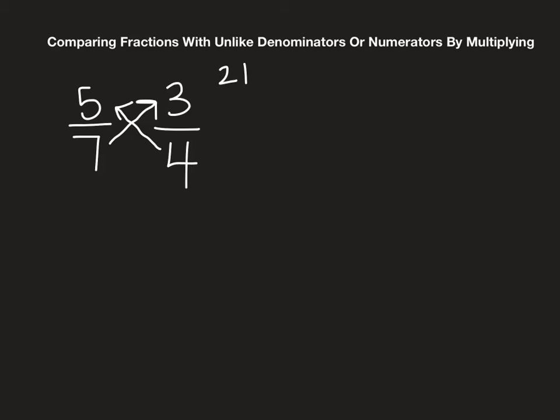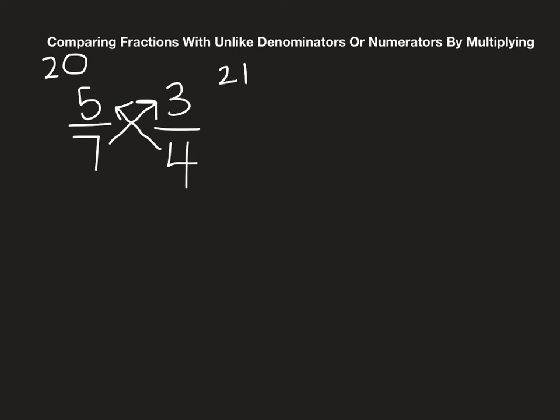Let's compare 5/7 and 3/4. Once again, we'll begin by multiplying the denominator on the left, 7, by the opposite numerator. 7 multiplied by 3 is 21. Now let's multiply the denominator on the right, the 4, by the opposite numerator, 5. 4 multiplied by 5 is 20.